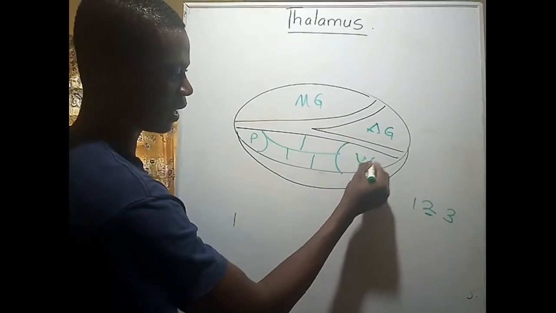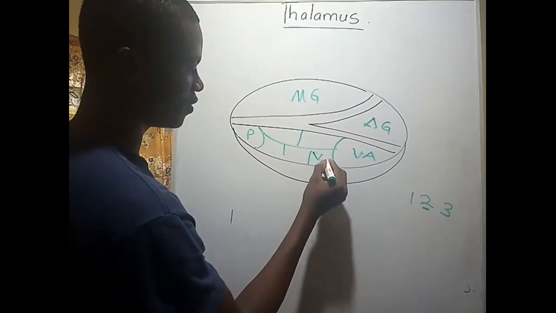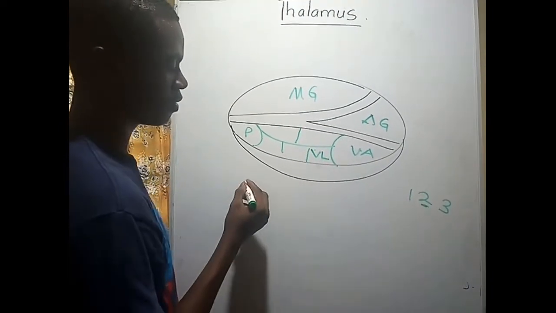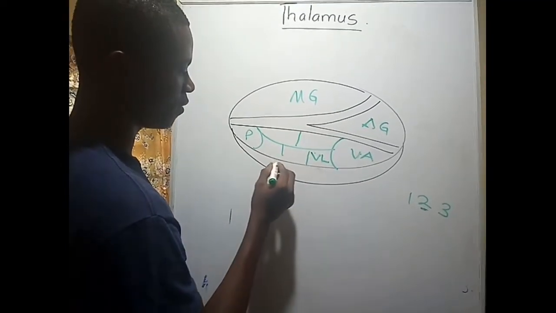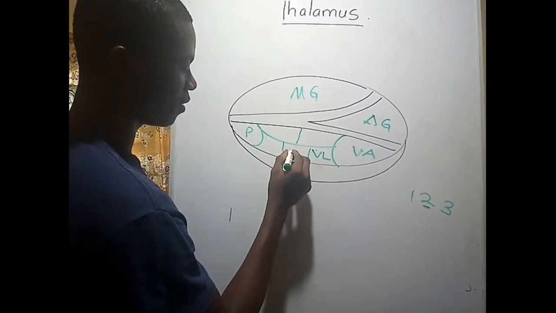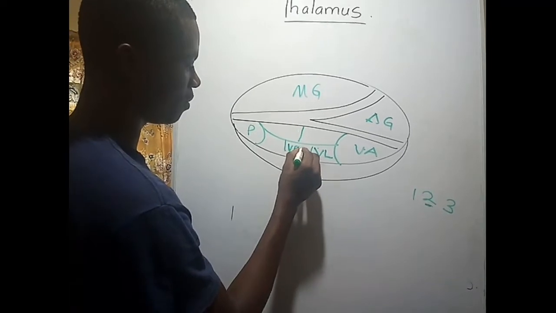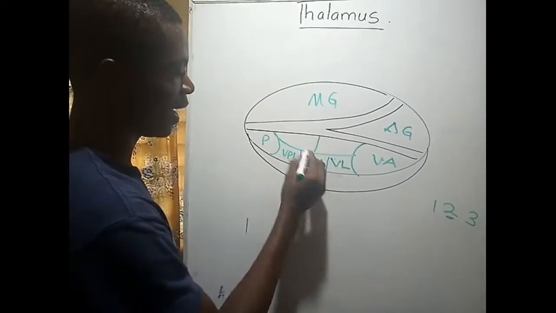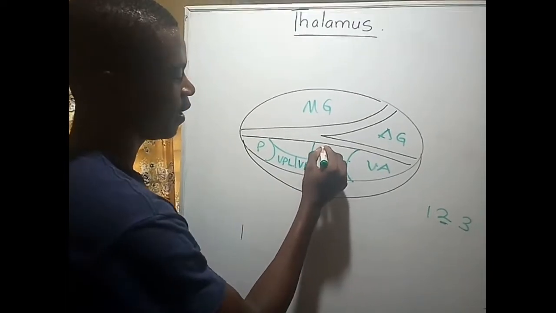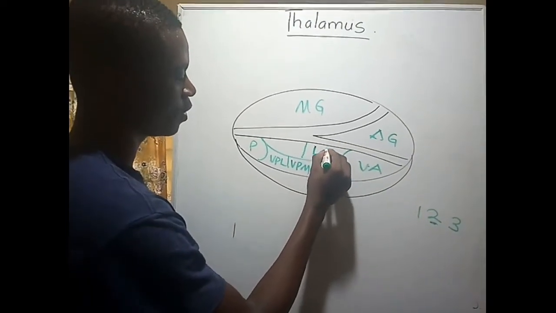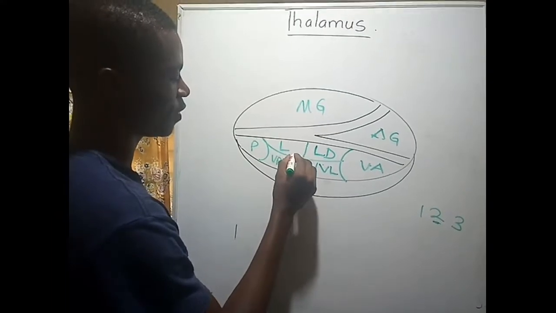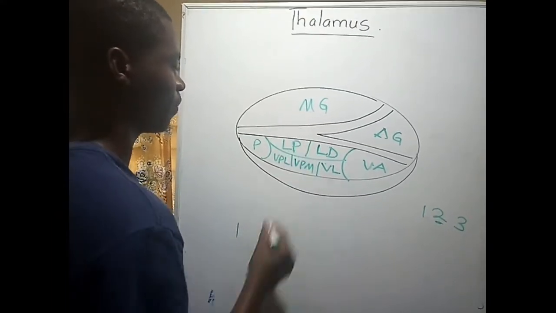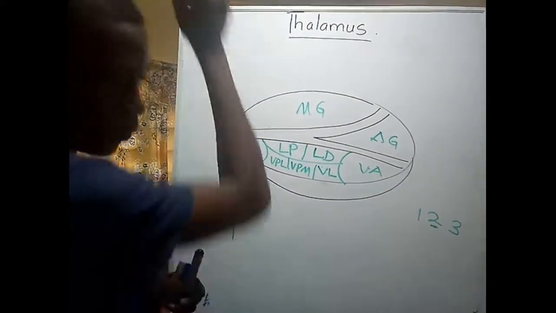So we have the ventral anterior, the ventral lateral itself, and then we have the ventral posterior medial and ventral posterior lateral. And then we also have the lateral dorsal and then lateral posterior. So these are the various nuclei we have.